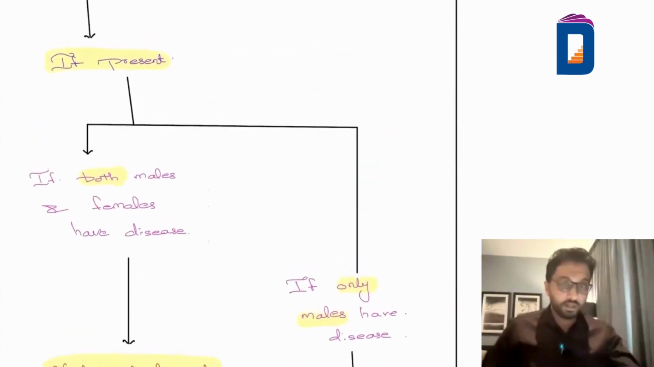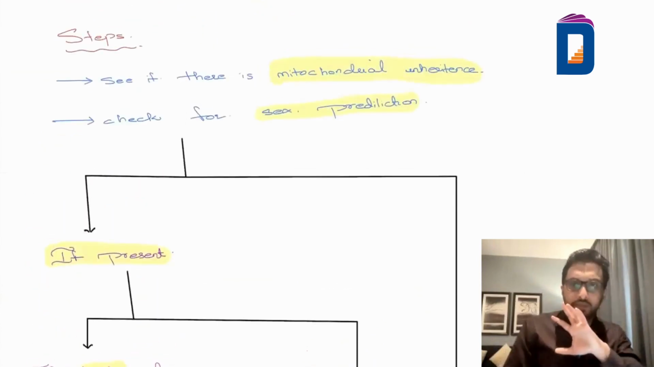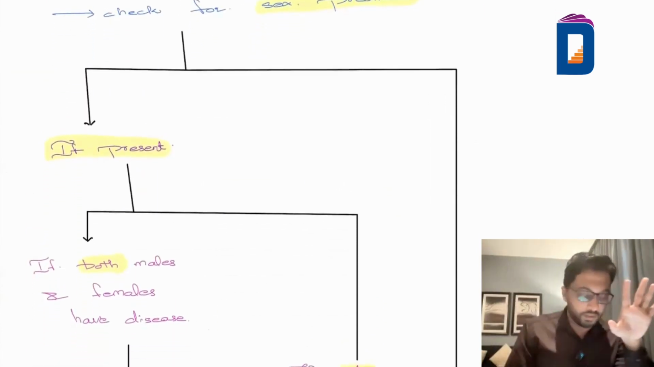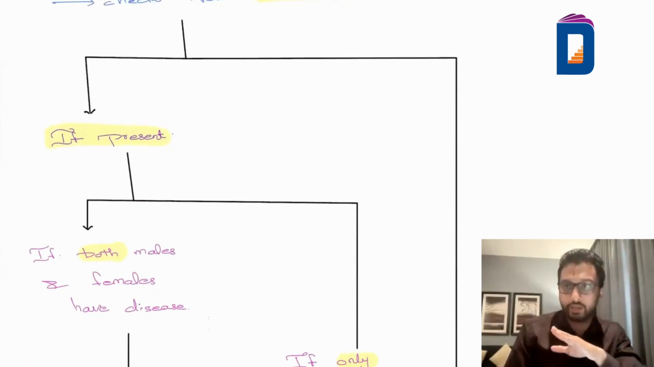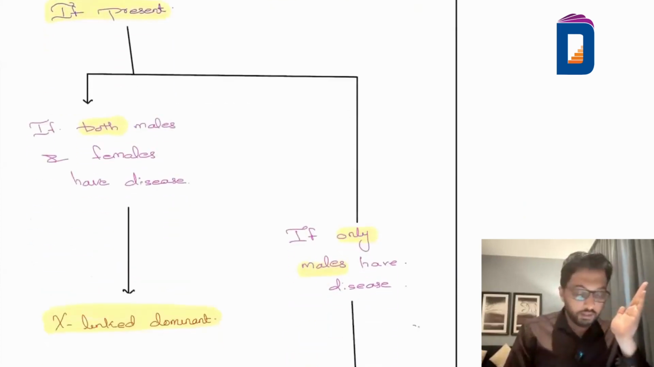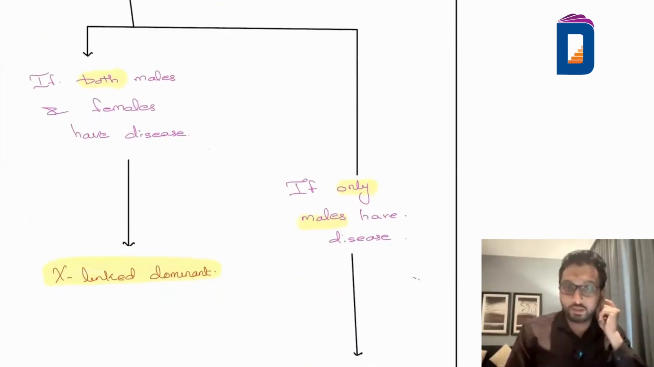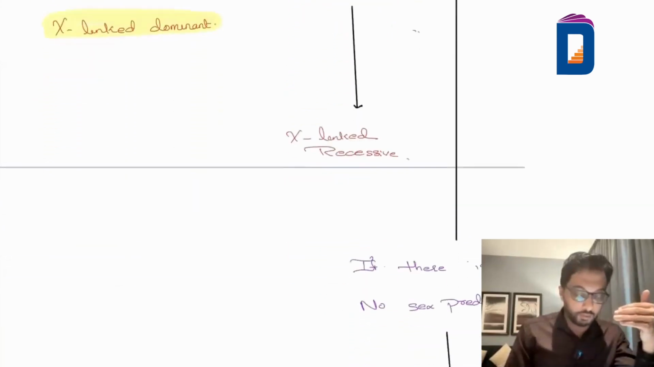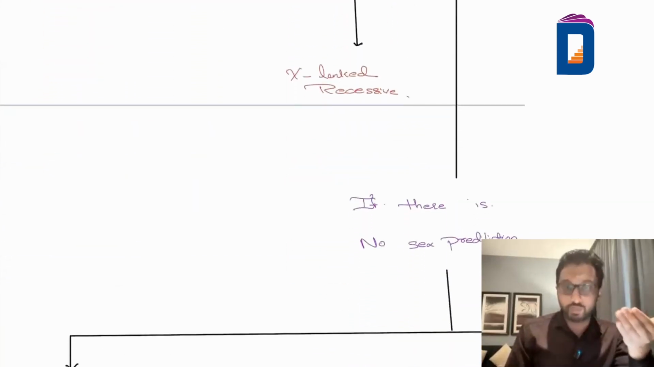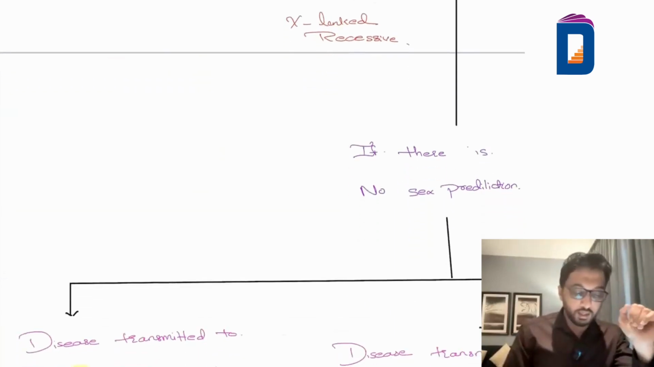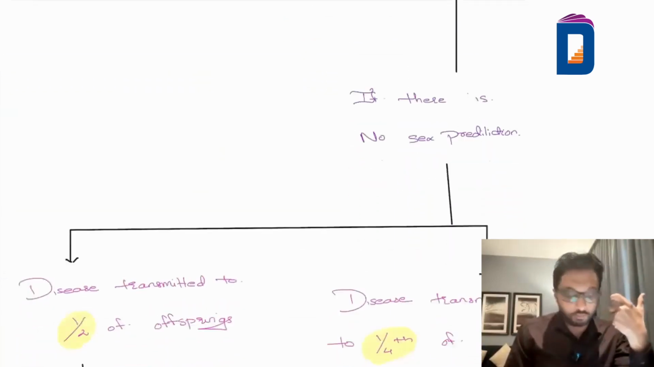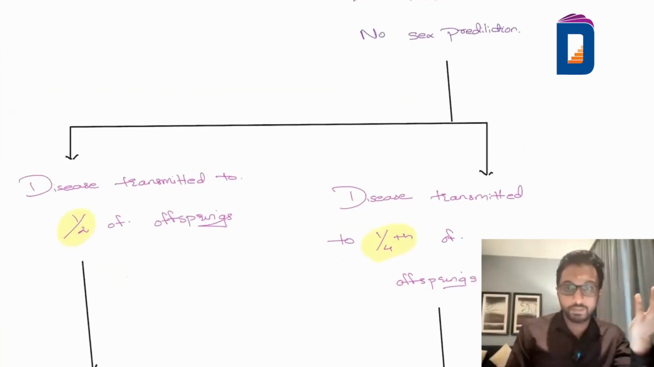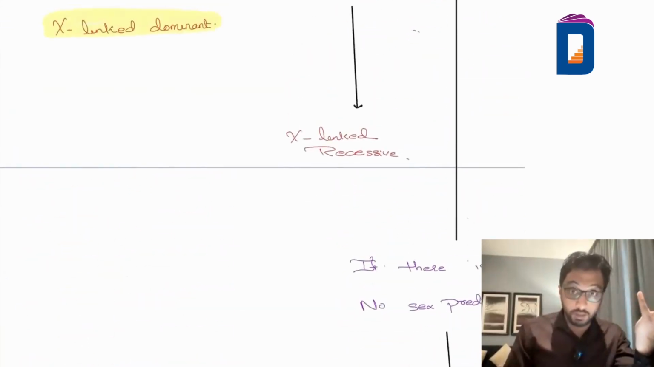Just let me know. There are only two things to know: is there sex predilection or not? If it is there, are both males and females affected? If so, then it's X-linked dominant. If only males are affected and females are carriers, it is X-linked recessive. Now, when you come to no sex predilection, you just have to memorize this. Even if you don't understand this, just memorize it; you'll understand it slowly. If there is no sex predilection, you have to see half or less than half. There is nothing called males and females there, isn't it?